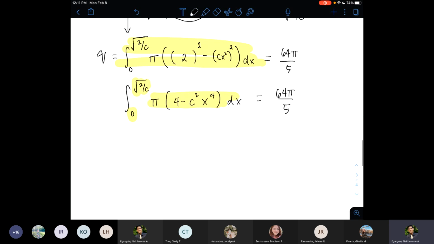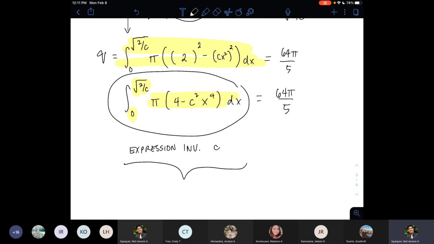So you'll eventually end up with an expression involving c. That expression is the one you get after evaluating this integral. There would be c's in there because c is a constant, so you integrate, find the antiderivative, plug in the upper bound, plug in the lower bound, simplify things, and you'll have an expression involving c. Put that equal to 64 pi over 5, and then solve for c, then you'll get the desired value. So I'll leave the evaluation to you guys, but I hope the setup is clear.